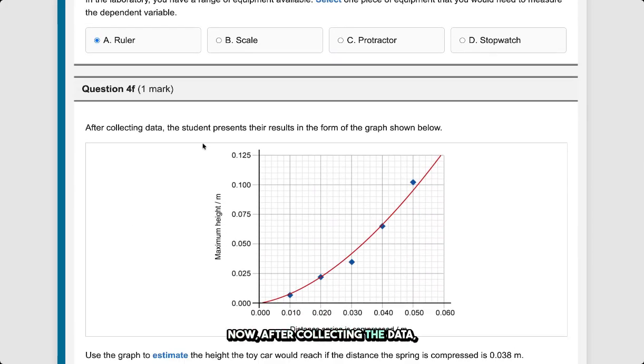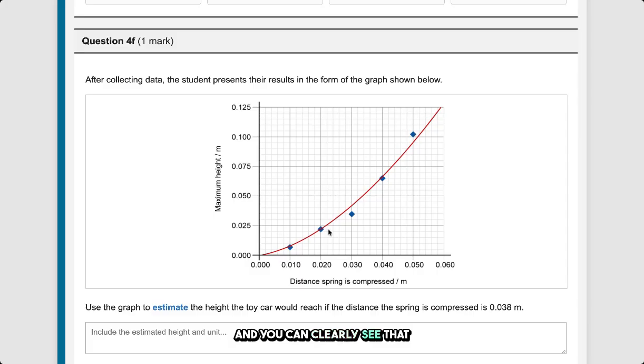Now, after collecting the data, the student presents their result in the form of a graph, and you can clearly see that this is not a straight line. This is not even a straight line. Now estimate the height the car would reach if the distance the spring is compressed is 0.38.